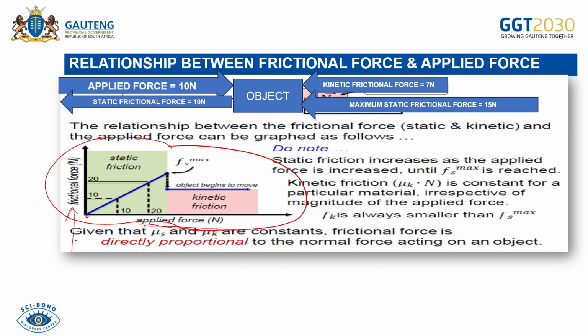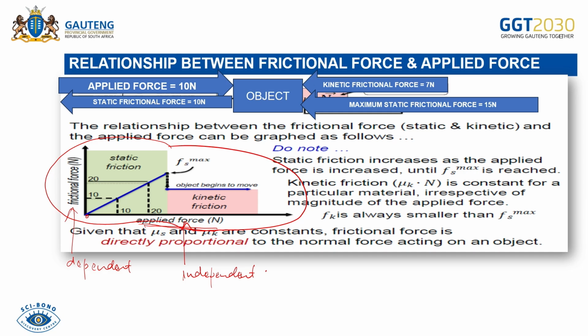So this is dependent, and then this is going to be independent. All right, so you are applying a force here. So it's the graph of frictional force versus applied force. Your frictional force is the dependent variable. Applied force is your independent variable. Okay, so what is kept constant here? It's going to be the surface, or the coefficient of friction.